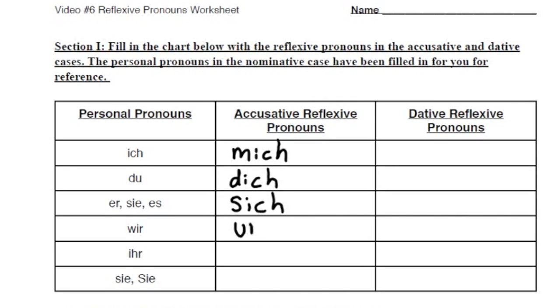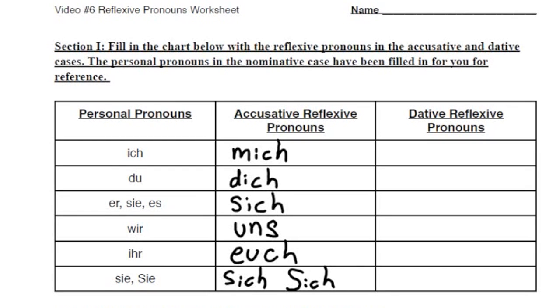Wir changes to uns, which is the same as the accusative and the dative personal pronoun. Ihr changes to euch. That one's also the same as the personal pronouns. And sie takes the same one that we had for er, sie, and es, sich. If you are using the capital Z, you will need to capitalize sich as well.